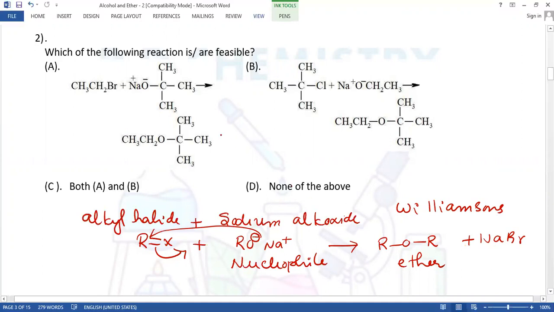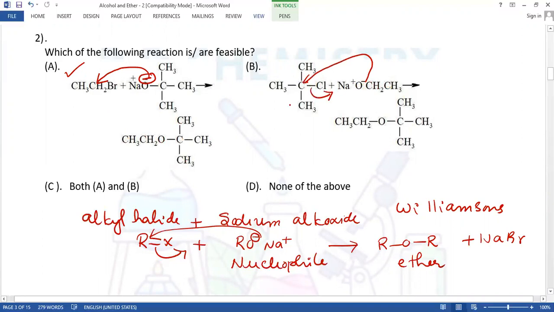Let's see the first one. See here, the nucleophile tertiary butoxide can easily attack the smaller alkyl halide and the Br goes out. So we'll get the product CH3CH2 attached to oxygen, then the tertiary butyl group, right? So the reaction is possible. What about reaction B? Now see here, this is sodium ethoxide, CH3CH2, ethyl, oxygen minus. So the ethoxide. Now with ethoxide we expect the nucleophile to attack the carbon atom and the Cl should go out.